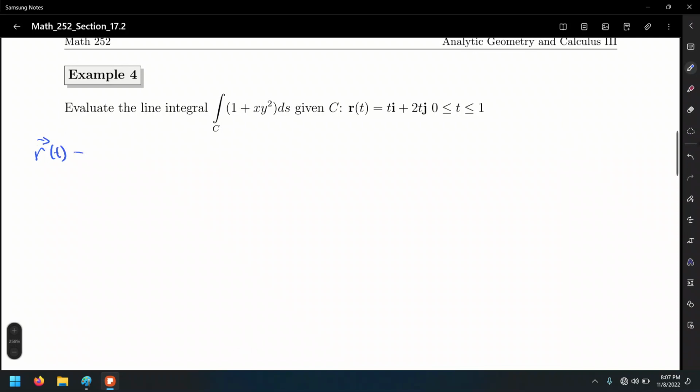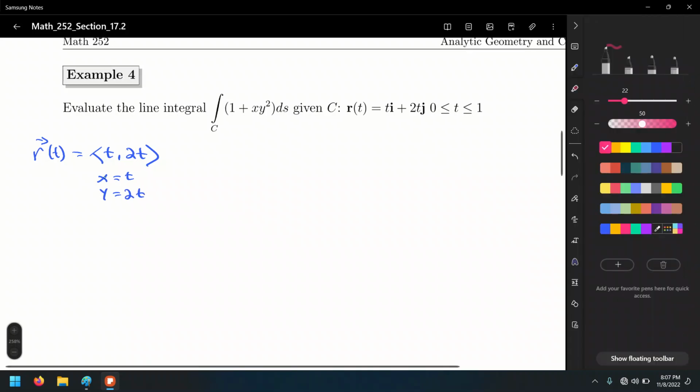R of t, which is t comma 2t. In this case, x equals t and y equals 2t, because we will substitute x equals t wherever we see the x, and y equals 2t wherever we see the letter y, to write an integral only with respect to x, I mean in terms of t.